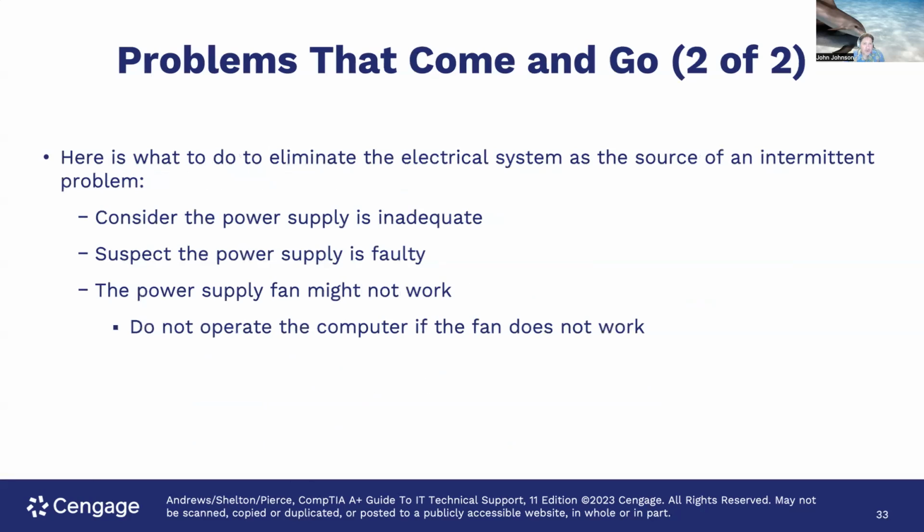So here's what to do to eliminate the electrical system as the source of an intermittent problem. You need to consider whether or not you've got enough juice. Is your power supply adequate to power all the devices that you have in the system, counting everything that's in there, including your fans and whatnot? Also, you should suspect the power supply could be faulty.